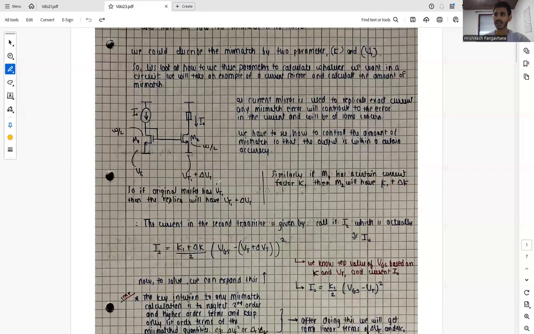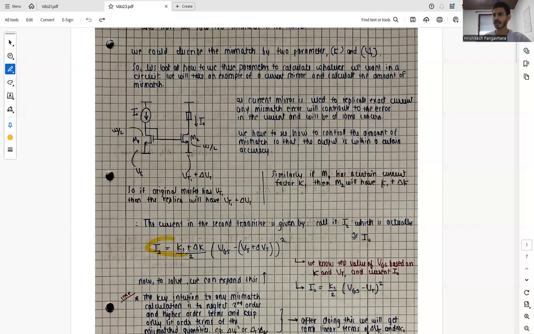So the current in the second transistor is given by, let's call it not I naught but I2, which is actually I naught only. We were hoping that we have an I naught current and we have to mirror or replicate it as exactly I naught. But let's call it I2, which is basically equal to I naught only, but a little deviated due to the mismatches, and let's discuss that.